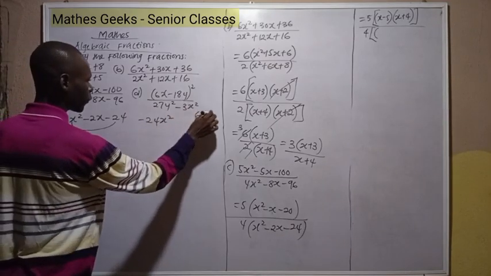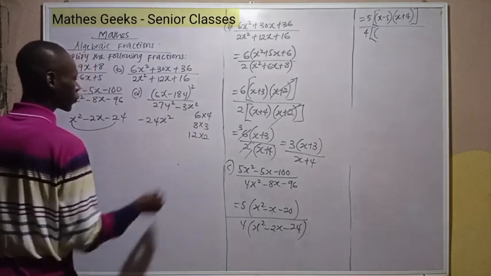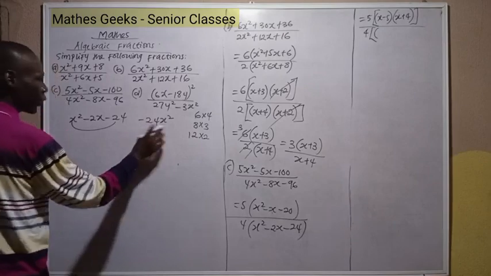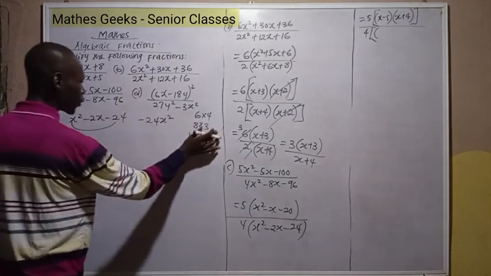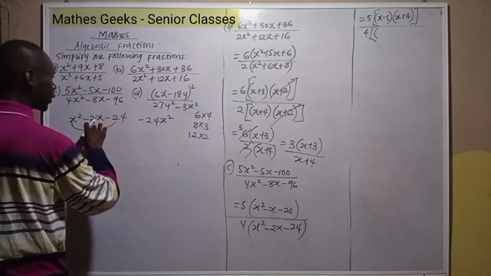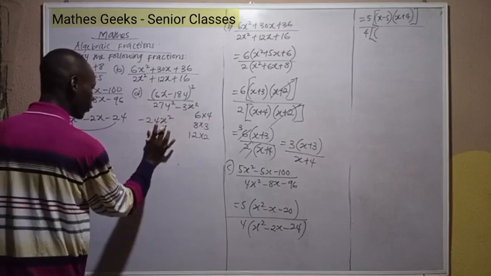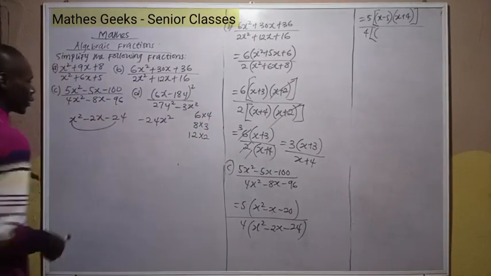We have 6 times 4, 8 times 3, and 12 times 2. 12 times 2 will give us 24, yes, but 12 plus 2 or 12 minus 2 will not give us 2x. 8 times 3 will give us 24, but 8 plus 3 or 8 minus 3 will not give us 2x. 6 times 4 will give us 24, which is correct, and 6 minus 4 will give us 2. So let's work with the signs.